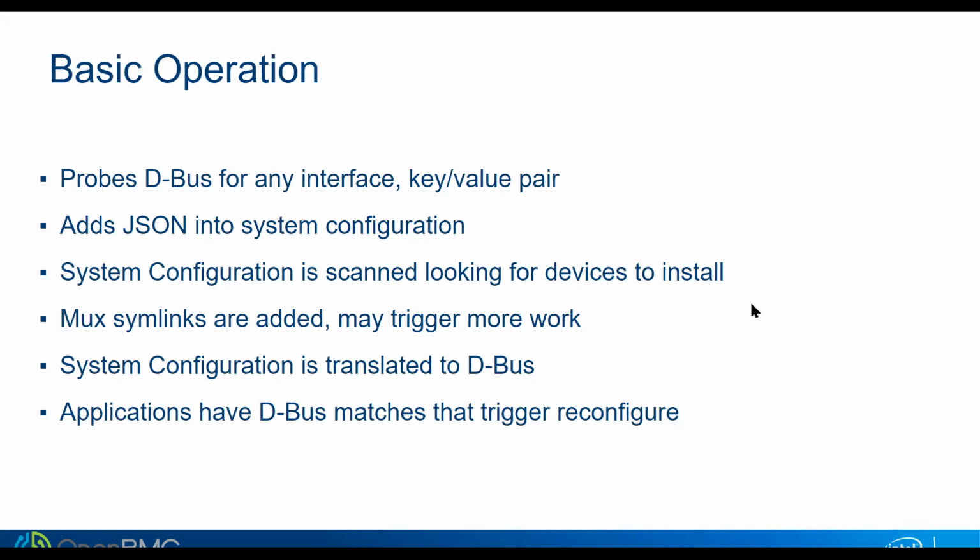We do a best effort fit because JSON is more flexible than dbus to put whatever is in JSON into dbus. And then applications that have dbus matches, such as the sensors, generally have dbus sensors generally have a match that look for any of the configuration items that they care about, and that will cause a reconfigure. PID control also has this ability. Those are the two main ones I know of.